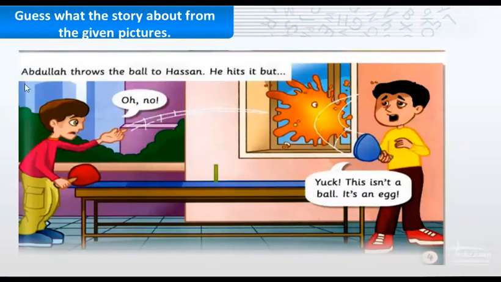Picture number four. Abdullah throws the ball to Hassan. He hits it, but... Oh no!